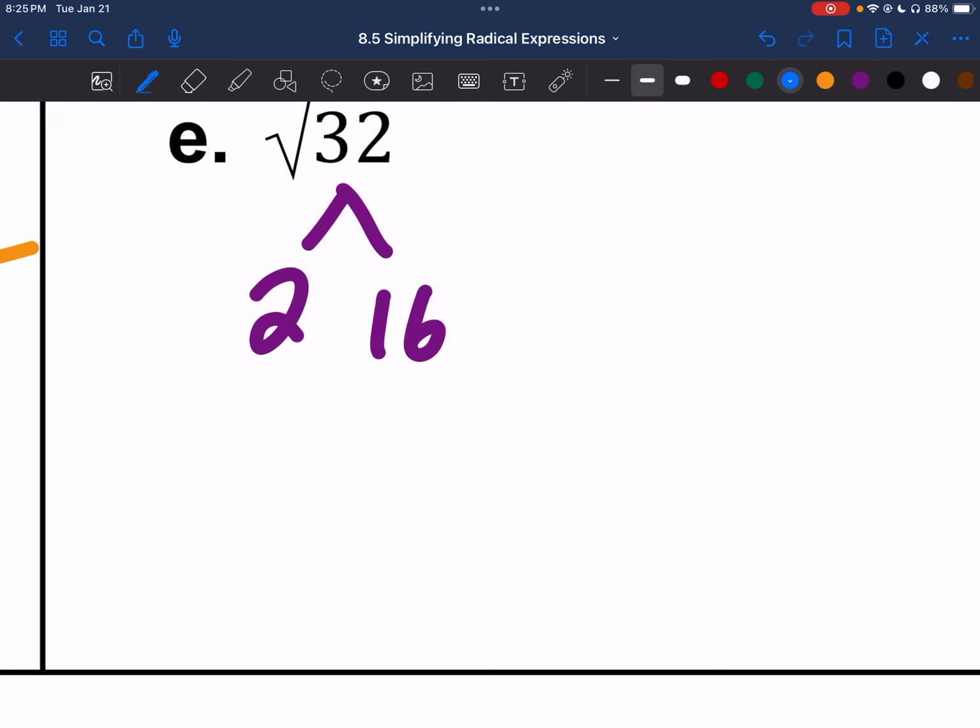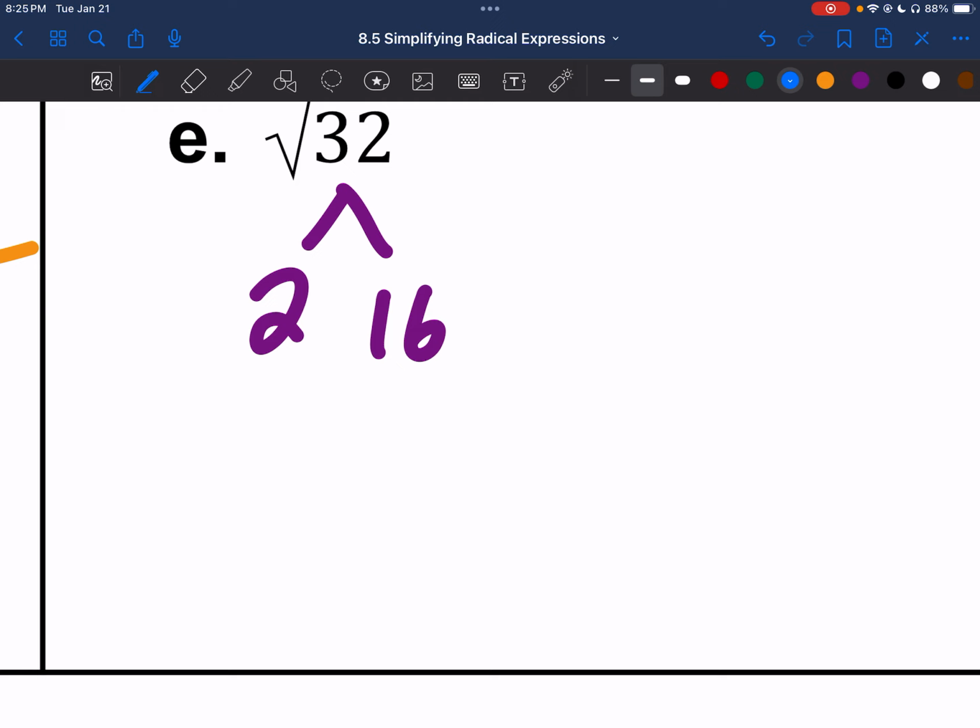So we've got a 2 and 16. 2 times 16 is 32. 16 breaks down into 4 and 4. That's a pair, so we bring that to the outside. What's left in our radical, what doesn't have a pair? That 2 does not have a pair. So 4 square root of 2 is the simplification.